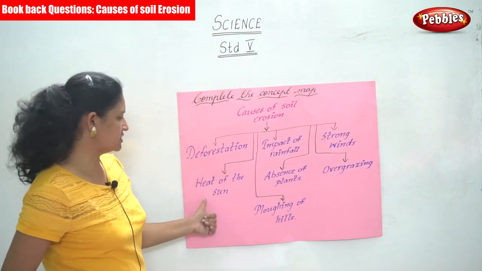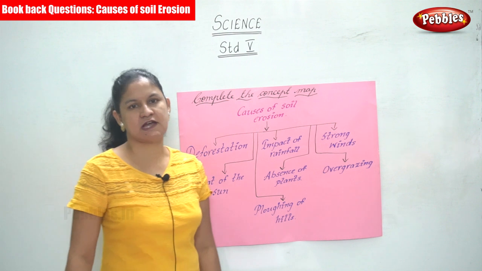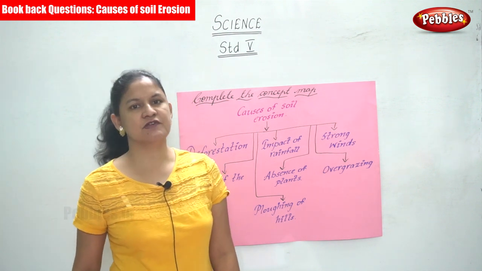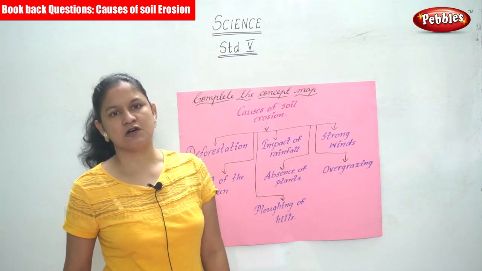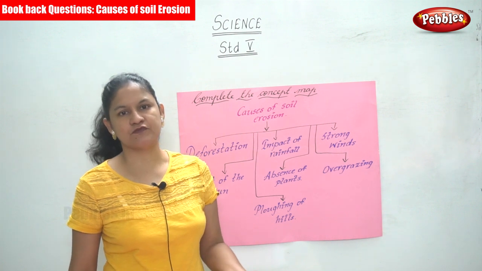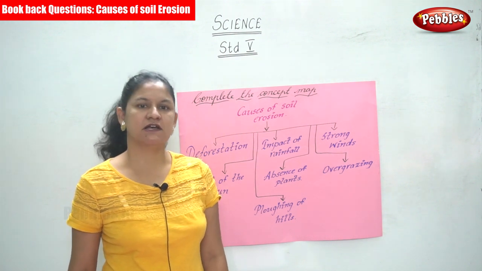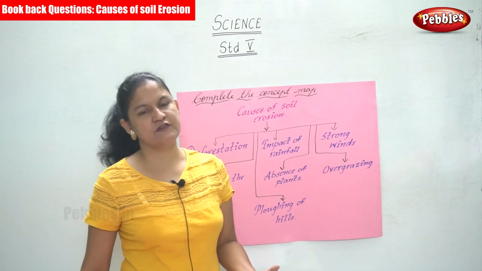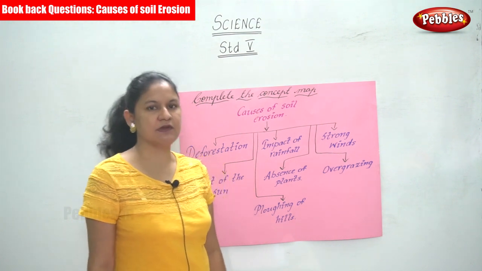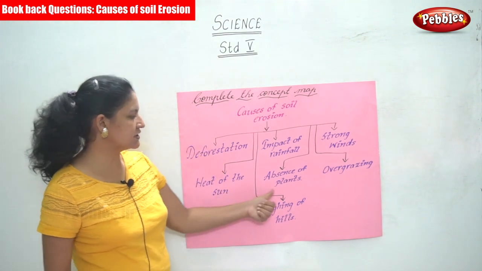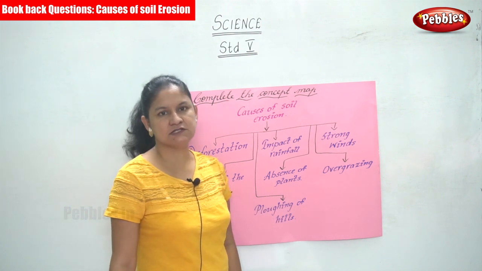The next cause is the heat of the sun. So the extreme heat of the sun causes the drying up of the soil and thus cultivation is not possible. The next cause is absence of plants.